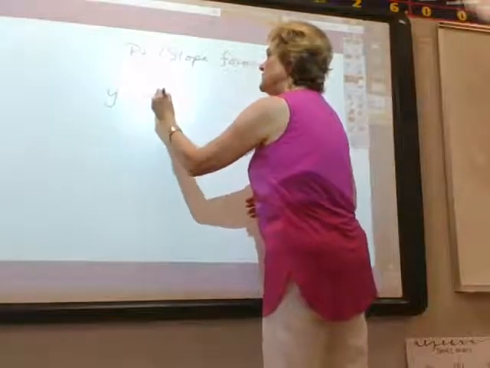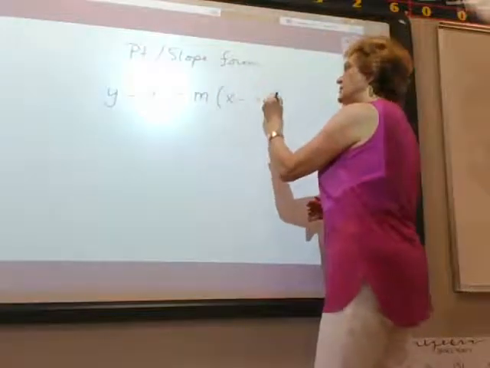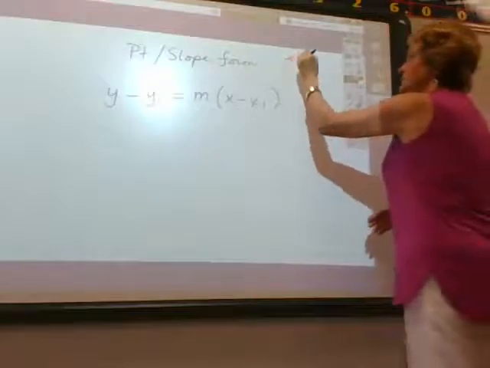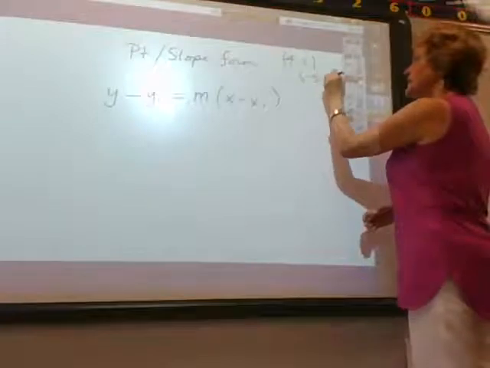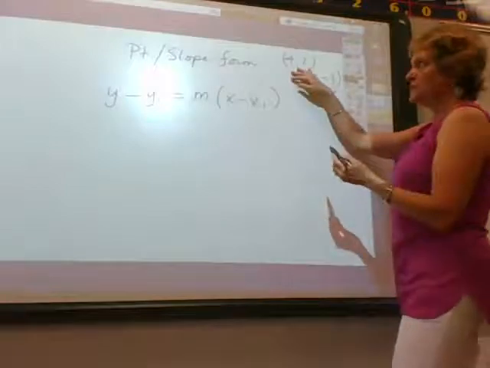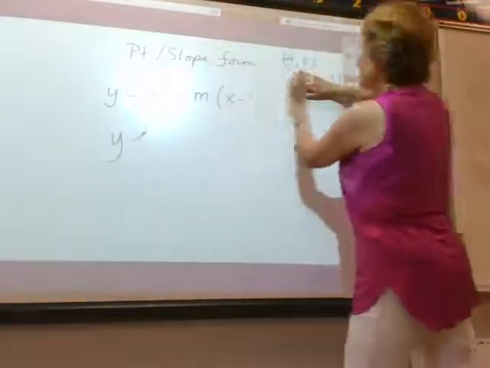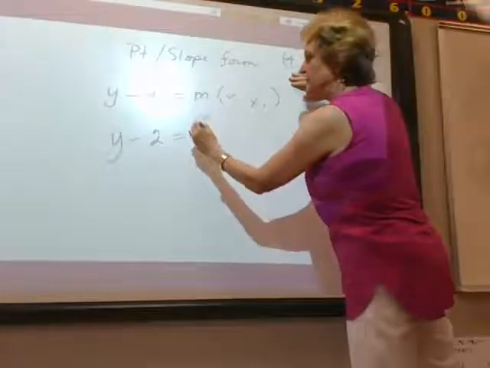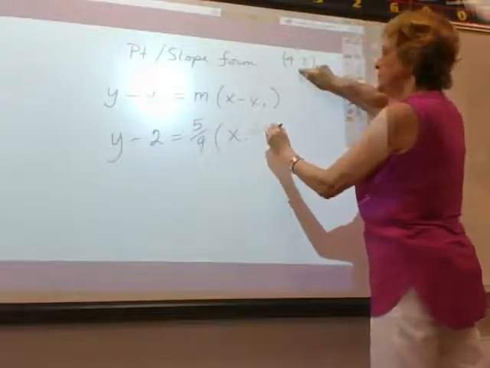It's y minus y sub 1 equals the slope times x minus x sub 1. So with that example that we just did, it was (4, 2) and (-5, -3). So what you do then is you pick one of the points, obviously this one with fewer negatives. So you say y, take away the y coordinate, equals the slope, and we found the slope earlier to be 5/9, didn't we? Times x minus x sub 1.